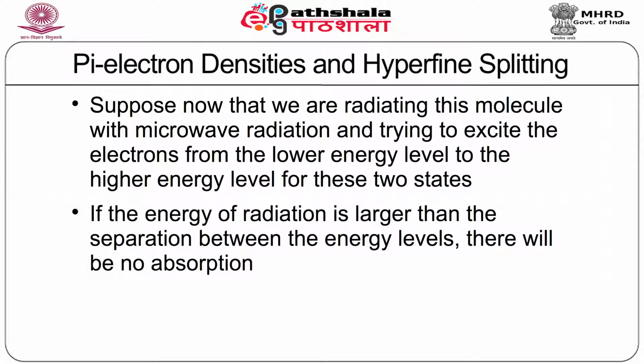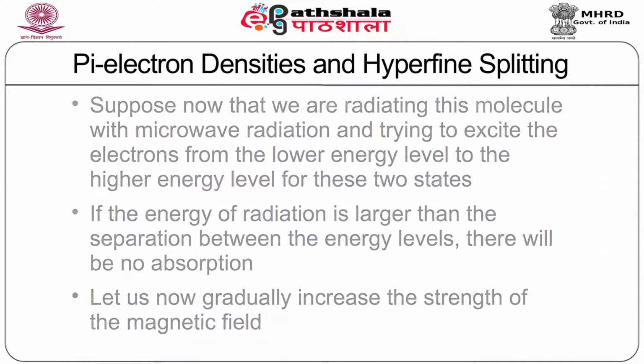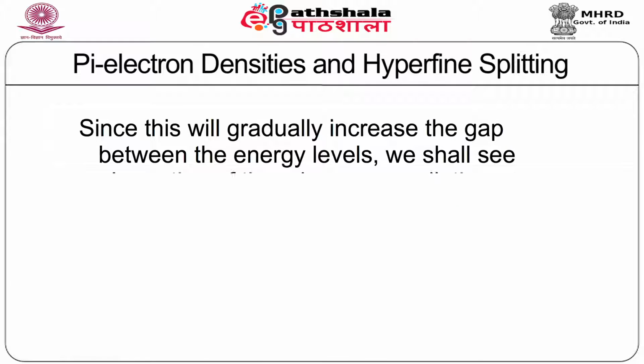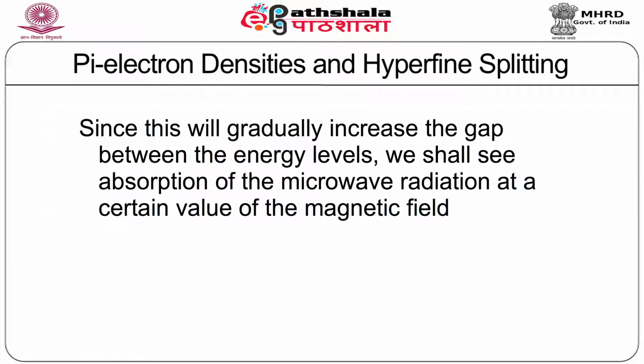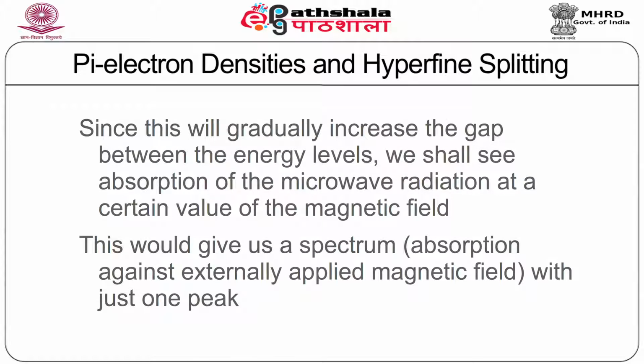If the energy of radiation is larger than the separation between the energy levels, there will be no absorption. Let us now gradually increase the strength of the magnetic field. Since this will gradually increase the gap between the energy levels, we shall see absorption of the microwave radiation at a certain value of the magnetic field. This would give us a spectrum, that is absorption against externally applied magnetic field, with just one peak.